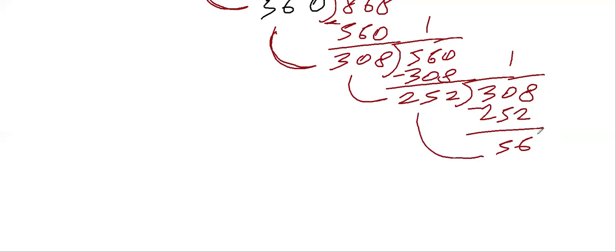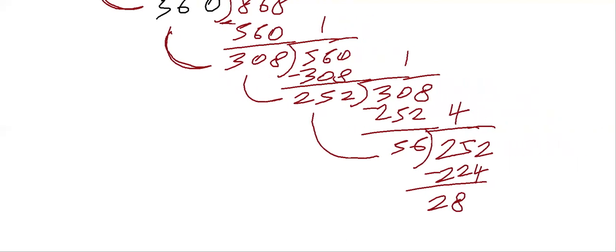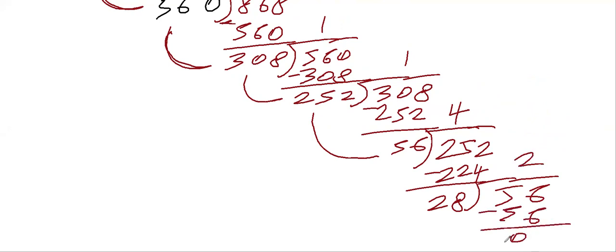Then again I will interchange. So 252 becomes my dividend and 56 my divisor. 56 times 4 gives 224. Then subtract, and I get 28. Then again I make 56 the dividend. 28 times 2 is 56. Now I have got the remainder 0.